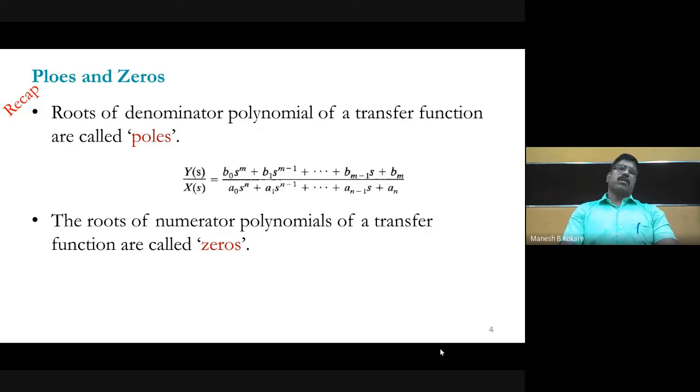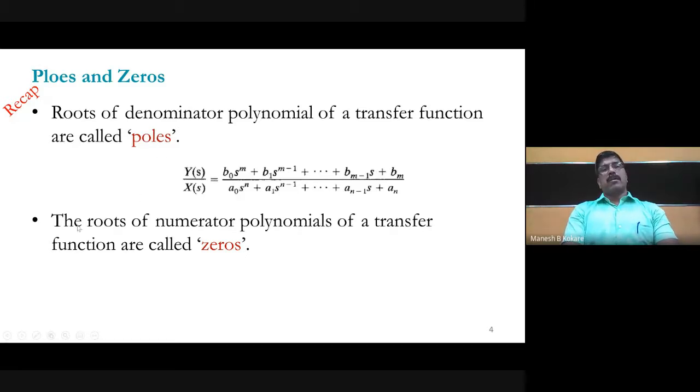Yesterday we talked about the standard form of the transfer function, which is given by Y(s) by X(s). Y(s) is the Laplace transform of the output variable, and X(s) is the Laplace transform of the input variable. In this form, the roots of the denominator polynomial are called poles, because if you put the value of s equal to the roots of the denominator, then the transfer function becomes infinity. That's why they are called poles.